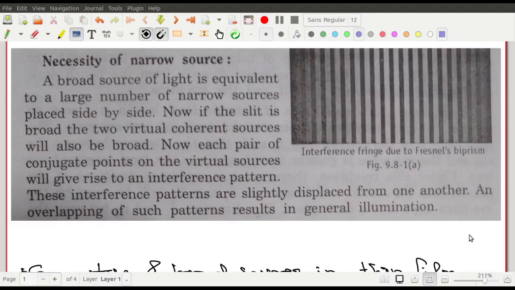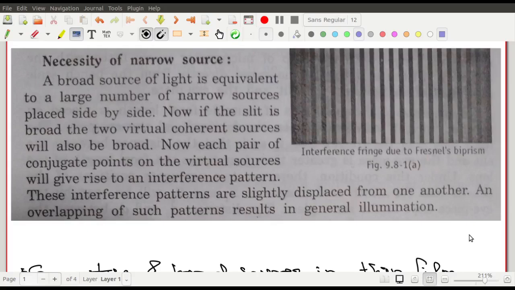I would like to bother you once again, although I have wound up the class, but still you see that I missed something. At the very beginning I said that I will provide you the note on the necessity of a narrow source in case of Fresnel biprism and Lloyd's mirror type of experiments, that is division of wavefront. So that is what I have pasted over here. So I have copied it from some textbook which I find to be the best. যেটা আমার ভালো মনে হয়েছে সেরকম একটা বই থেকে নিয়ে এখানে পেস্ট করে দিয়েছি.